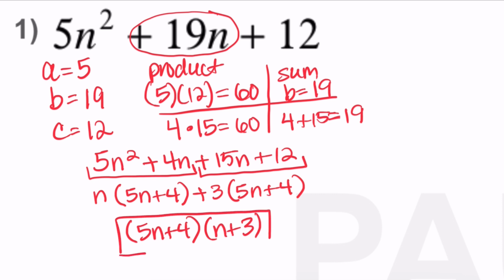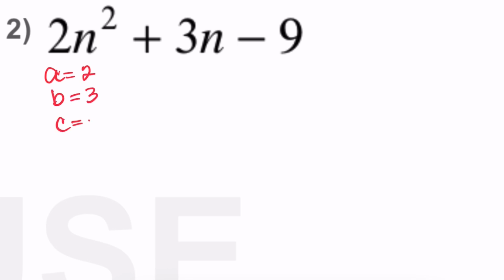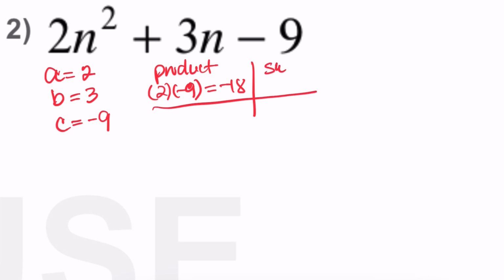And you are done. For question 2, the value of a is 2, b is 3, c is negative 9. The product is 2 times negative 9, which is negative 18. And the sum is 3. What are your two numbers this time? It's going to be 6 times negative 3, which is negative 18, and 6 minus 3 is 3.